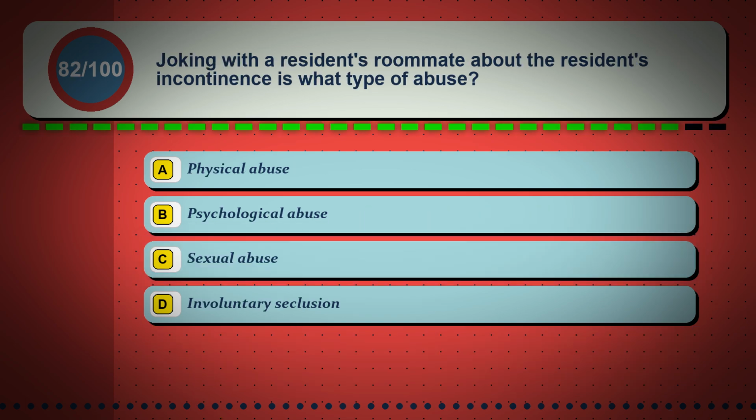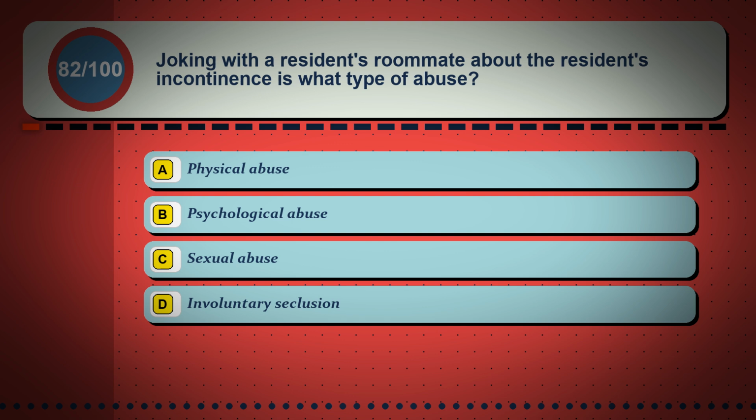Question 82. Joking with a resident's roommate about the resident's incontinence is what type of abuse? Option A, physical abuse. Option B, psychological abuse. Option C, sexual abuse. Option D, involuntary seclusion.